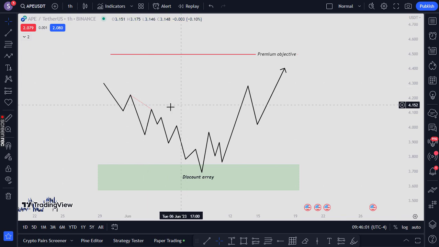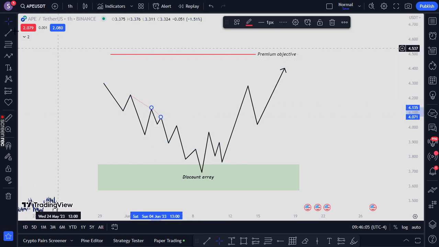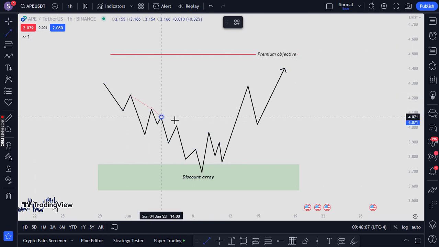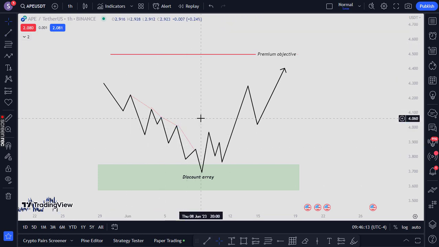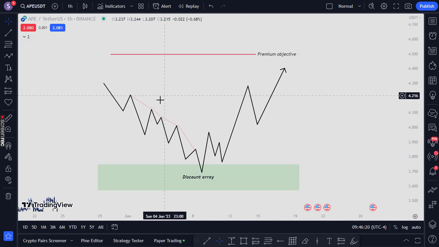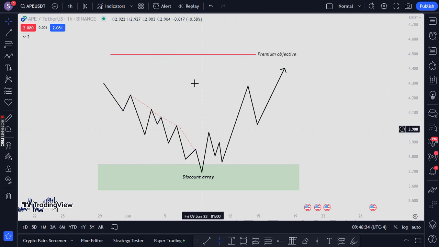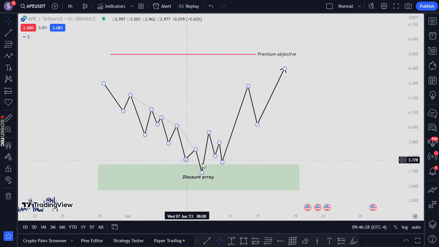So you can see here the market makers are engineering liquidity based on failed swings. After reaching a discount area right here, the market will go through this liquidity with ease. All right, guys. So you can see that we are engineering low resistance liquidity right here, and after this you can see that we have a high resistance liquidity.